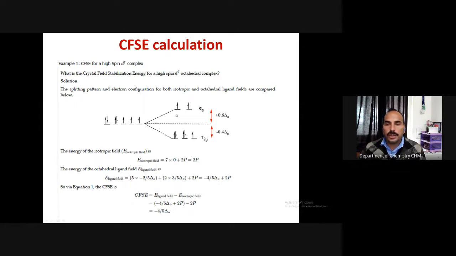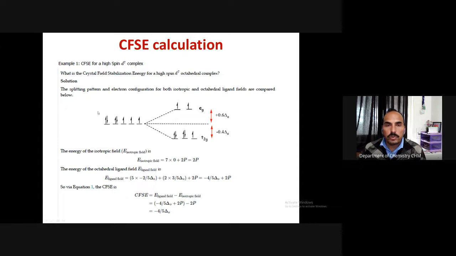Energy in, let's say, an octahedral field. Now the splitting has taken place. 5 electrons are taking the t2g set and 2 are going in the eg set. So minus 0.4 into 5, right? And plus 0.6 into 2. And again, there are two orbitals having paired spin, so plus 2P. So 5 into minus 2 by 5, or minus 0.4, plus 2 into 3 by 5 delta O, plus 2P. So this energy comes to minus 4 by 5 delta O plus 2P.